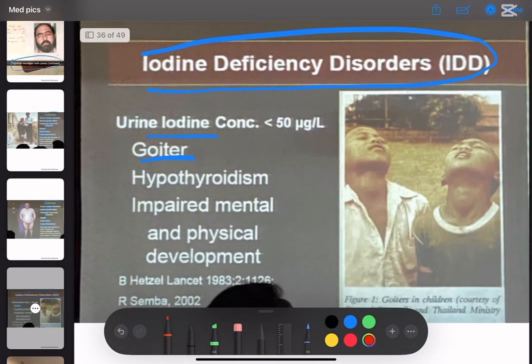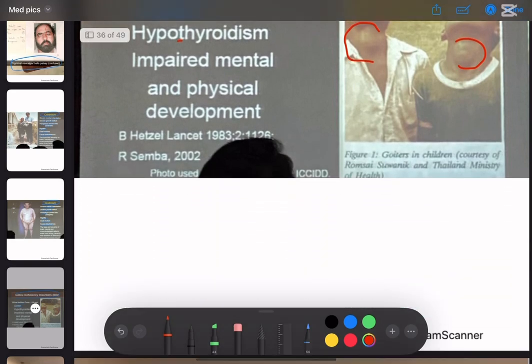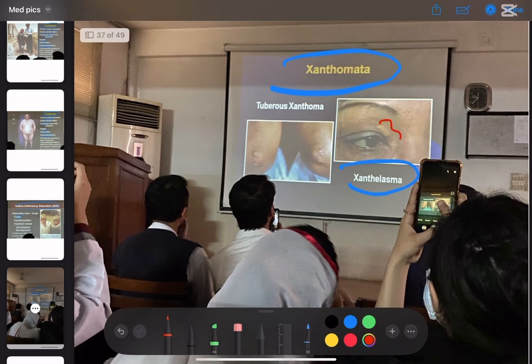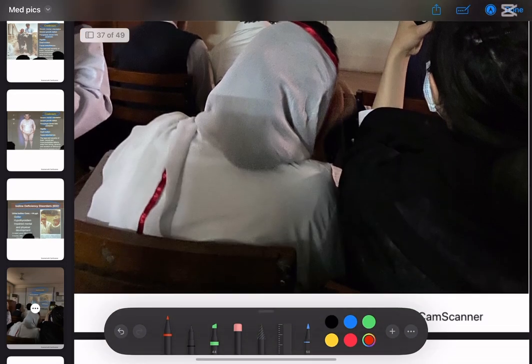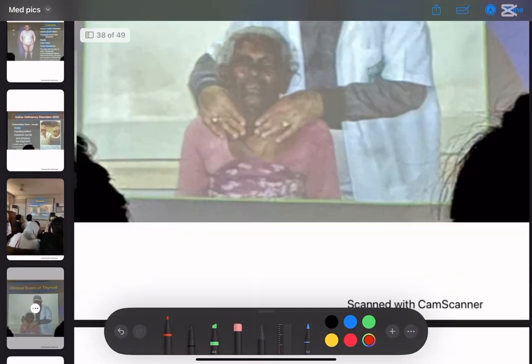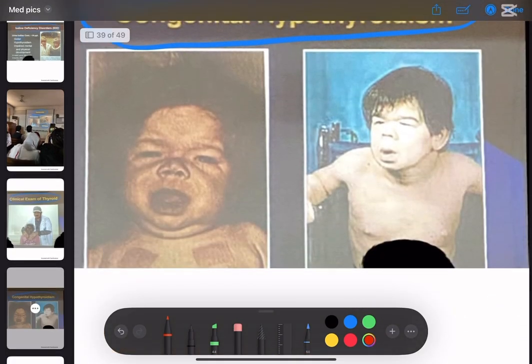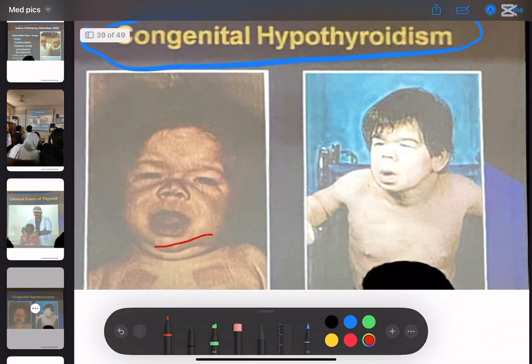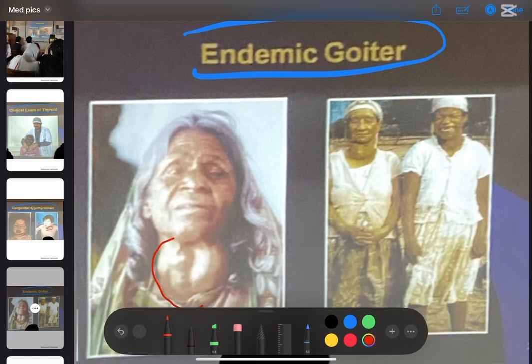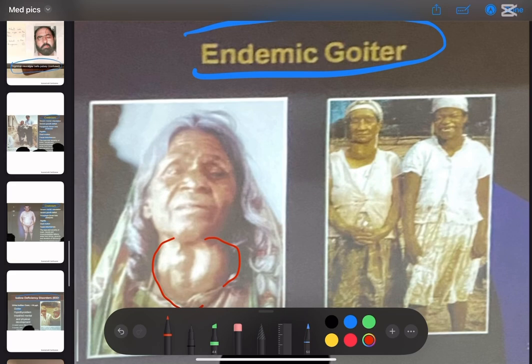Now this is iodine deficiency disorder. Here we are having the goiter. This occurs in hypothyroidism, with impaired mental and physical development, and this is xanthomata. Okay, xanthomata, as we have discussed. This is xanthomata, and this is the clinical examination of thyroid. This is congenital hypothyroidism, as you can see in the neck, and this is a newborn baby. So this is congenital hypothyroidism. This is endemic goiter, that is a very enlarged neck. This is goiter.